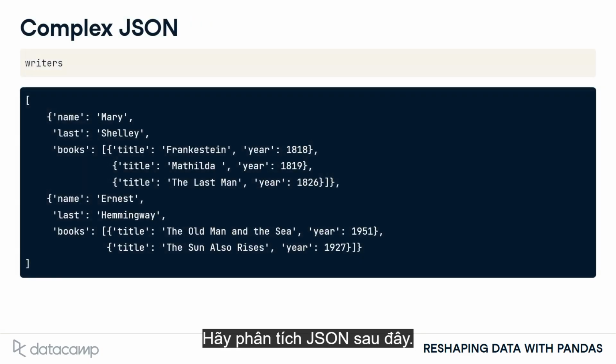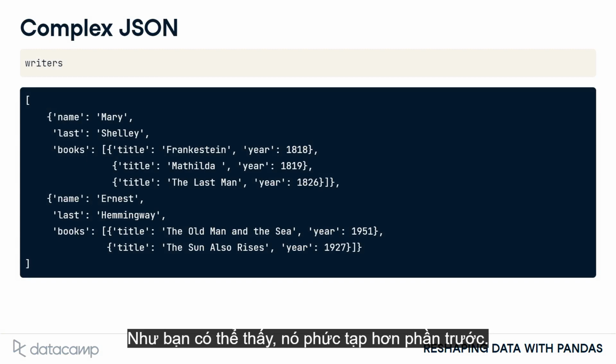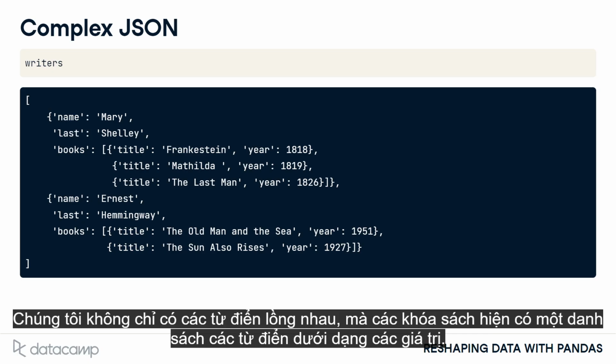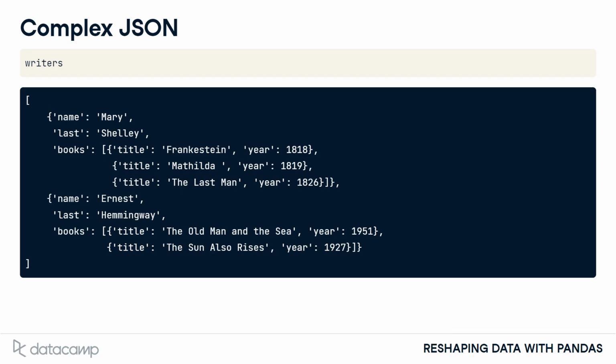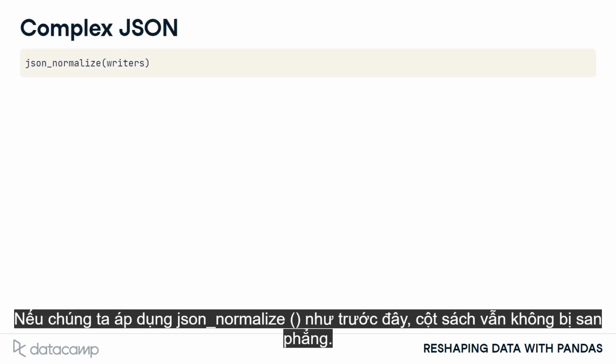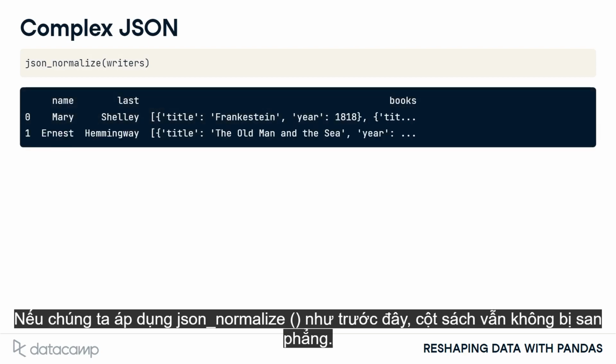Let's analyze the following JSON. As you can see, it is more complex than the previous one. We have not only nested dictionaries, but the books keys now have a list of dictionaries as values. If we apply json_normalize as before, the books column is still not flattened out.